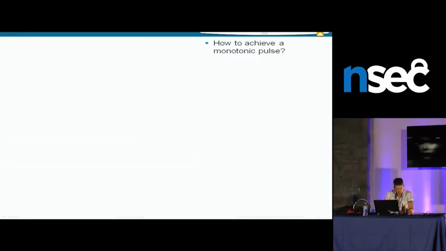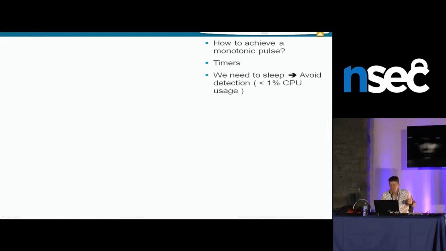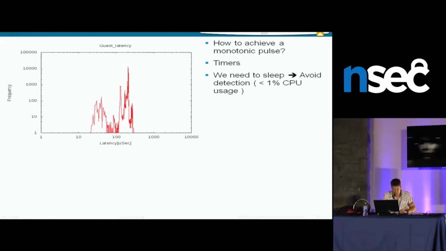So the problem is, how can we achieve a monotonic pulse with Linux, let's say, or Windows? The first thing that comes to mind is to use timers. Timers are good because we need to sleep, so we can define a period over which we burn just 1% of CPU. But there is a big problem with timers: there is lots of jitter. This is a frequency distribution graph, log scale, and as you can see, with timers there is lots of jitter, in the order of 100 microseconds, for example.